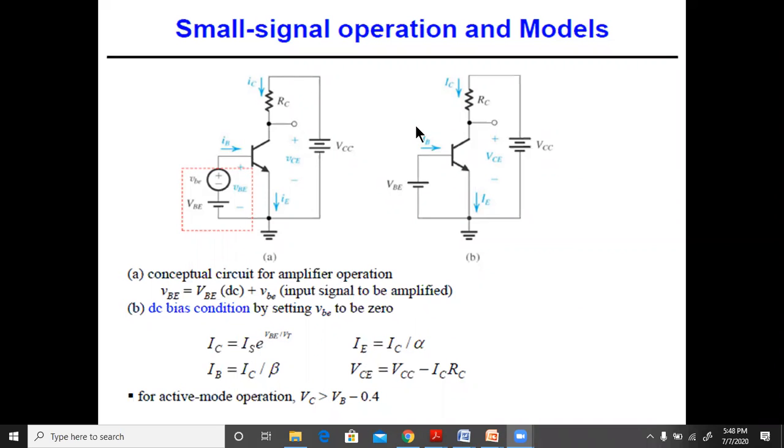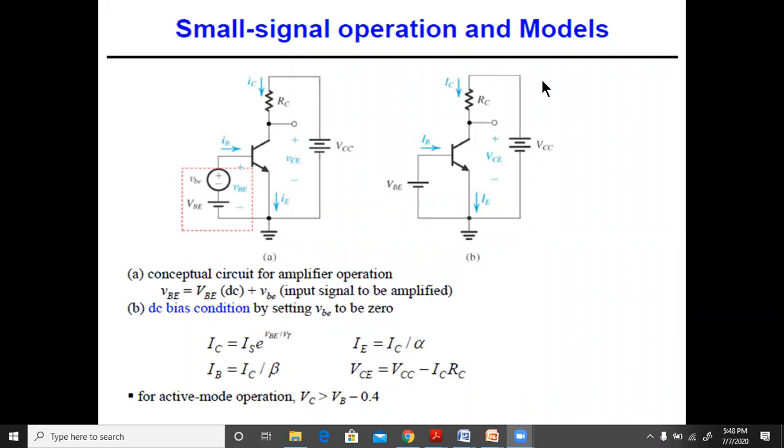Then here, if you see this value over here, this is VCE, and that VCE is equal to VCC minus the drop across this. If you take the loop equation at the output, then VCC is equal to ICRC plus VCE. So VCE will be equal to VCC minus ICRC, and that's what is mentioned over here.